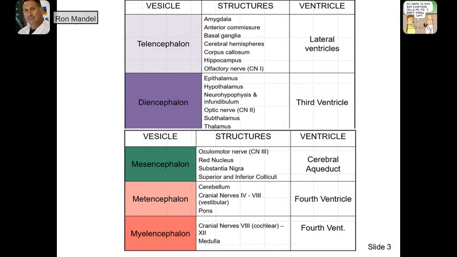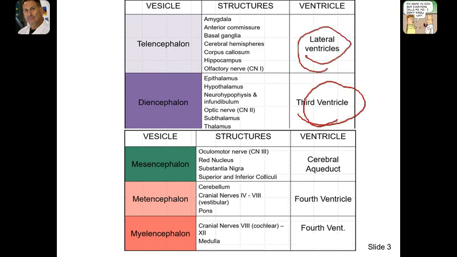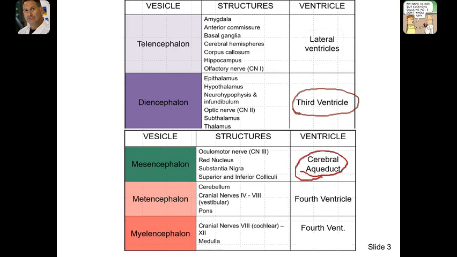It's important to be able to identify the general rostrocaudal extent of the brain that you're in. Each rostrocaudal vesicle has a ventricular system associated with it. The telencephalon, which is equivalent to the forebrain in the human, is associated with the lateral ventricles. The diencephalon is associated with the third ventricle. The mesencephalon is associated with the cerebral aqueduct. The metencephalon and myelencephalon are both associated with the fourth ventricle.